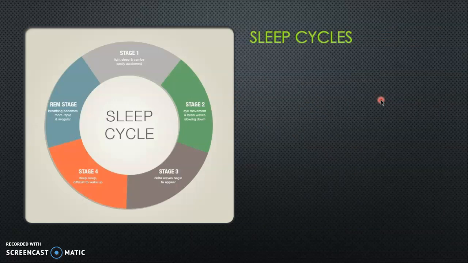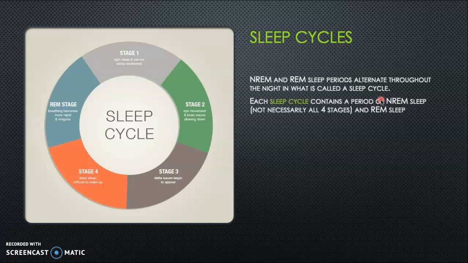So what is this idea of a sleep cycle? Basically what happens is NREM and REM sleep periods will alternate throughout the night, and that alternation between those is called a sleep cycle. And each sleep cycle has a period of NREM sleep and REM sleep, although not always all four stages of the NREM sleep, and we'll look at that in more detail soon.